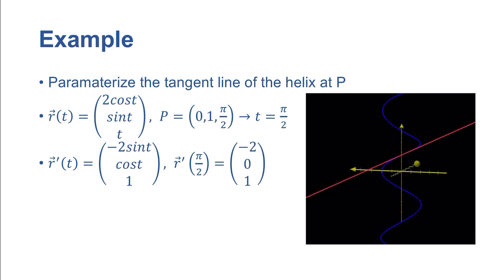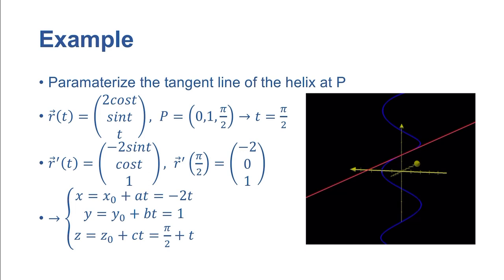All right, so now what we need to do is parameterize our tangent line, and we know that our tangent line is going to be pointing in the direction of the derivative of our vector function, negative 2, 0, 1. So now we plug it into our parametric equation formula that we talked about in the last unit. So we get x is equal to x naught plus at. x naught is going to be 0 from our original point. a is going to be negative 2, and then t is t, so we get negative 2t. y equals y naught plus bt, so that's just going to be 1, because b is 0, so the 0 cancels out the bt. And then z is equal to z naught plus ct, so we get pi over 2 plus t.